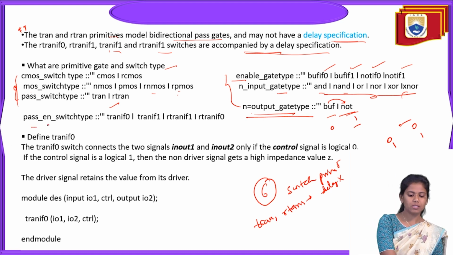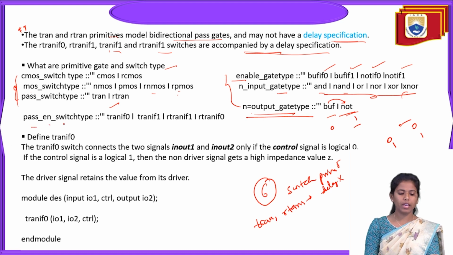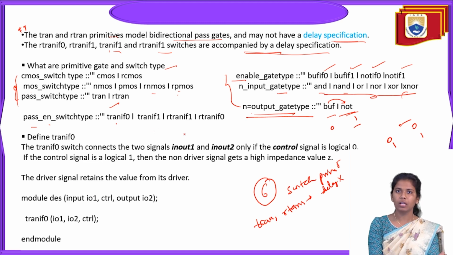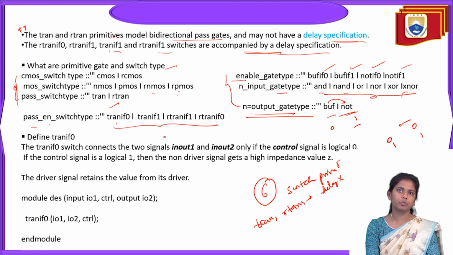Coming to pass and switch type. So we have CMOS, NMOS, PMOS, pass and pass-enable switch types. In this pass-enable switch type, the primitives are tranif0, tranif1, rtranif1 and rtranif0. All these primitives come under the pass transistor, or pass-enable switch type. So these are the two different kinds of primitives, switch primitives and gate primitives, that we can observe from the Verilog library.